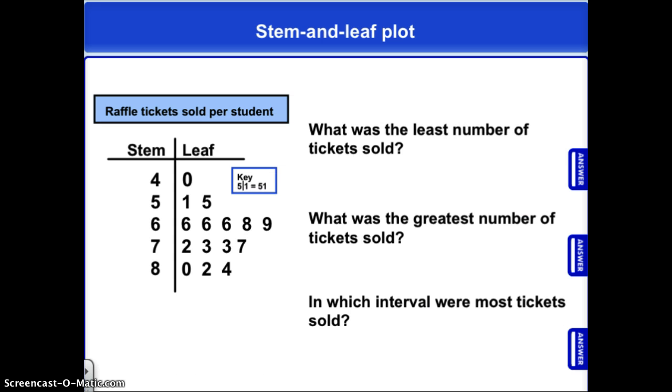Taking the same raffle tickets example, what was the least number of tickets sold? Well, if you look at the stem and leaf plot, 8 would represent the number 80, and 4 would represent the number 40. So the 4 and the 0 would represent the lowest amount, and your answer would be 40. Answer the next two questions on your own.